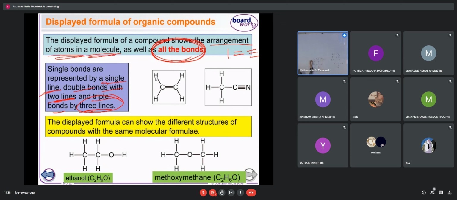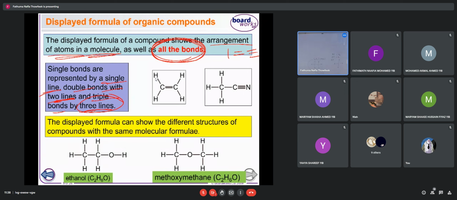So for ethane, what is the molecular formula? C2H6. What is the empirical formula? You can simplify this one, CH3. This is the molecular formula, and this is the empirical formula. This is the displayed formula. All right. So hope you got the difference between these formulas, because we need to learn 5 types here.